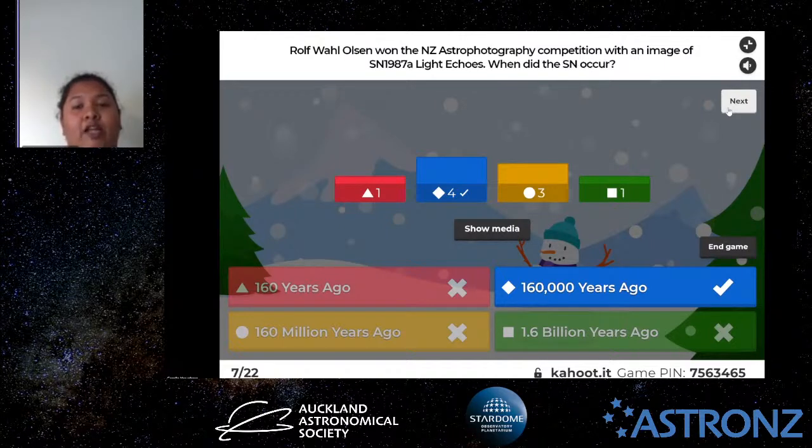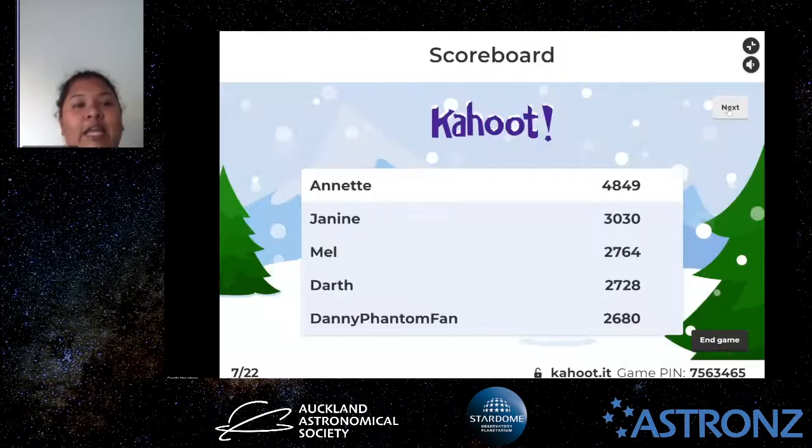It should be 160,000 years ago. So that tells you how far away that particular object is, because it's about 160,000 light years away from us. So whatever did take place actually took place about 160,000 years ago. That's just how long it takes for that light to travel all the way to us. So good job if you did get it right.